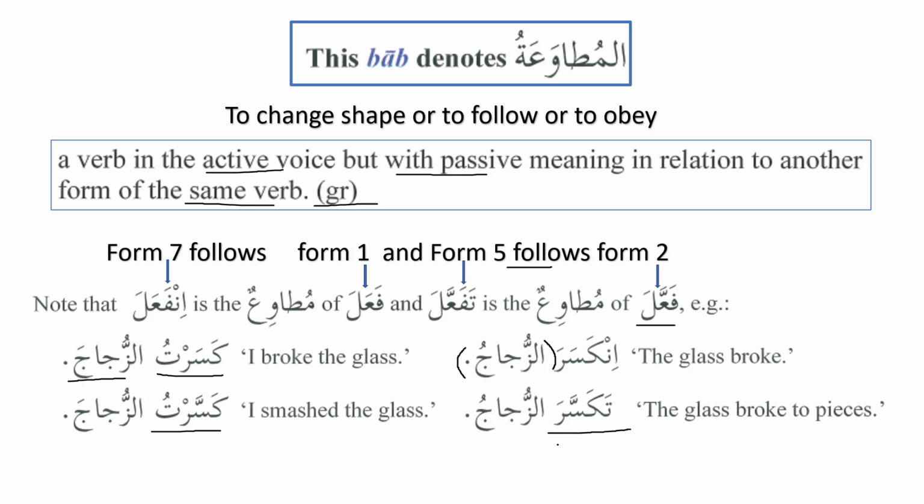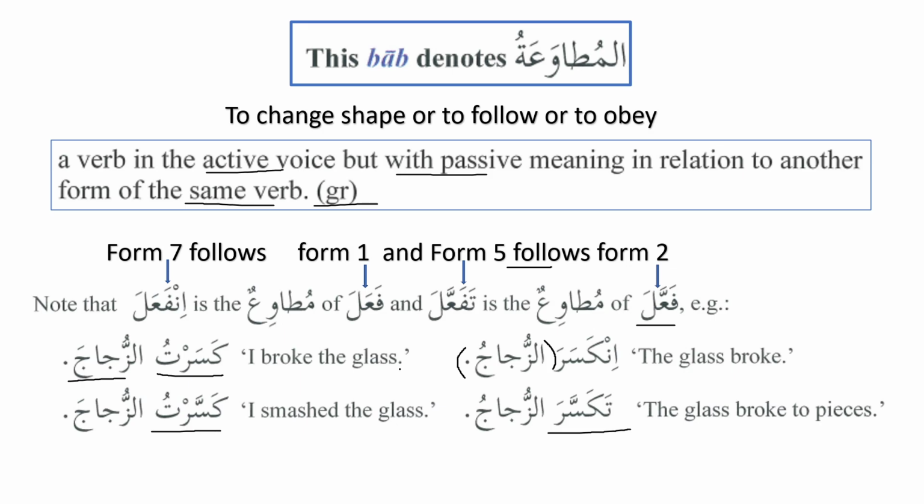Similarly, bayyana yubayyinu tabyinan. Does anyone remember the meaning of bayyana? To make something clear. But when we say tabayyana yatabayyanu, then what does it mean? When something becomes clear by itself. Yes, clear by itself. Excellent.